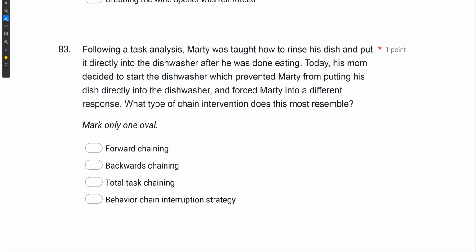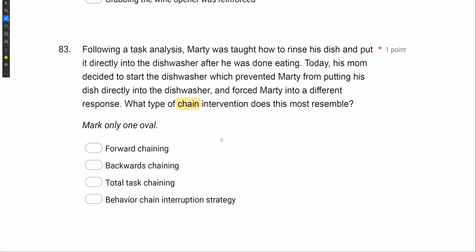All right, chaining questions. I think chaining questions are pretty easy. I don't think there's too many intricacies with chaining, right? With chaining, we're either forward chaining, we're going backwards, we're teaching the whole chain, or we're interrupting the chain. I think it can be as simple as that. Task analysis, a little more complicated because you've got to decide how you're going to do the task analysis, how you're going to individualize it. And there's other intricacies to task analysis. Once that's done and you're just identifying the chain, I think it gets pretty easy.